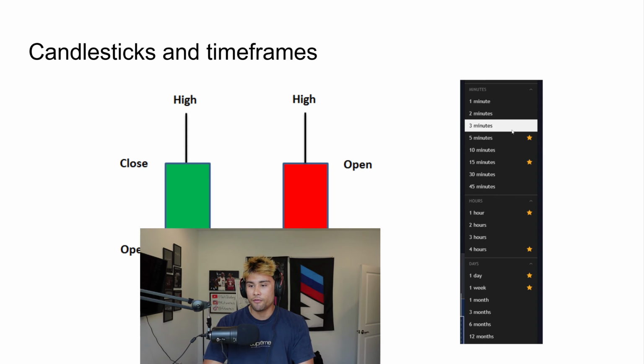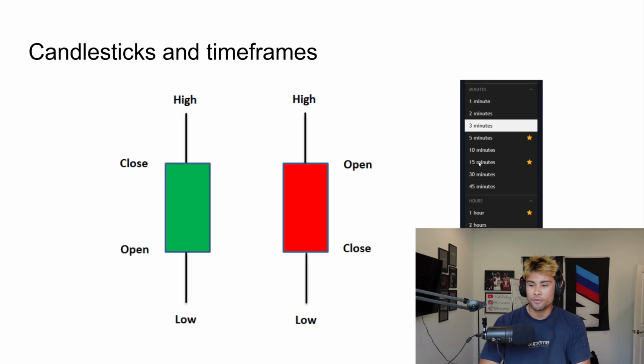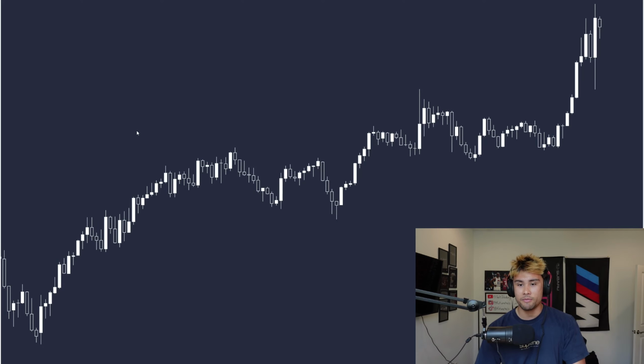Pretty much, say, for example, just for the example's sake, I have the 3-minute time frame highlighted right here. If I selected the 3-minute time frame and I was looking at my chart right here, each one of these candles represents 3 minutes of price movement. So that means this candle right here took 3 minutes to form.